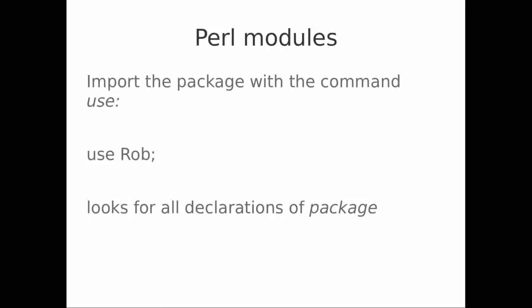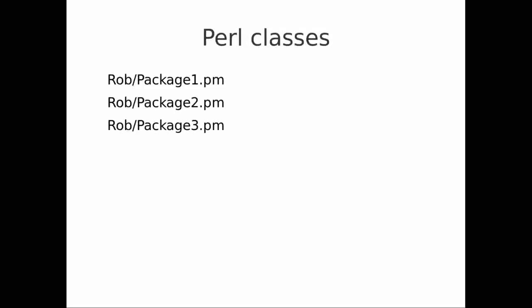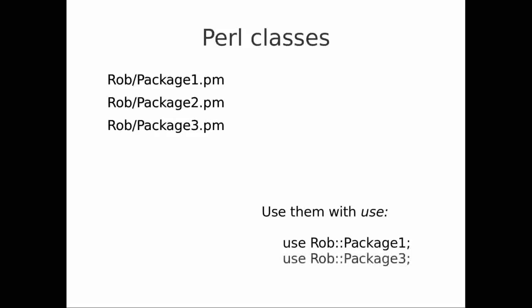We can have multiple classes. For example, we can have package 1, package 2, package 3, and we can use them with declarations like use Rob package 1, use Rob package 2, and use Rob package 3, etc.